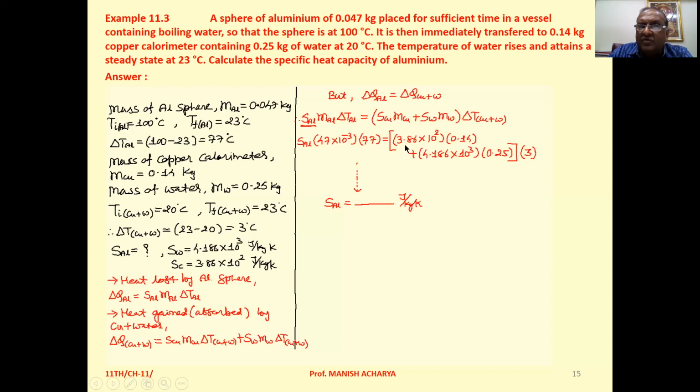Specific heat capacity of copper, 3.86 into 10 raised to 2. Mass of copper, 0.14 kilogram. Then plus specific heat capacity of water, 4.186 into 10 raised to 3. Then mass of water, 0.25, into change in temperature of the system of copper plus water, that is 3 degrees Celsius. So now solve this one, make S_AL the subject. You will get the specific heat capacity of aluminium.